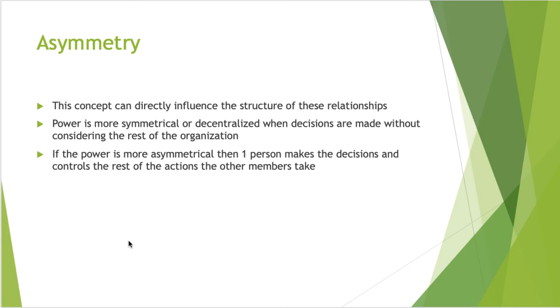So this concept can also directly influence how they structure their relationships. Power is going to be an example here, and this comes from the book as well. It talks about how power is symmetrical or decentralized if the decisions are made without considering the rest of the organization. In addition, power is also more asymmetrical if one person makes decisions and controls the rest of the actions, so that he has more power. So the power is not symmetrically applied throughout the organization. It's held with one person, so he carries all the weight. So it's asymmetrical. That's how I thought about it.